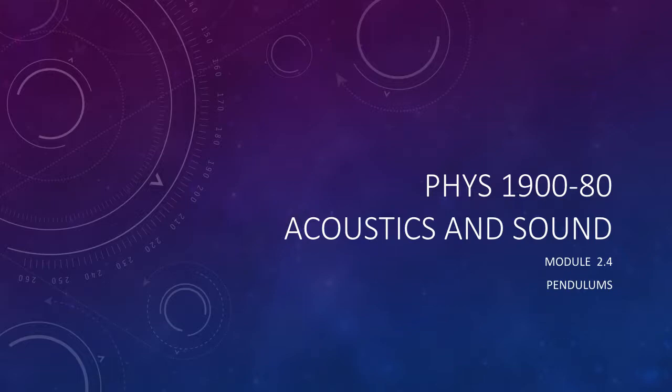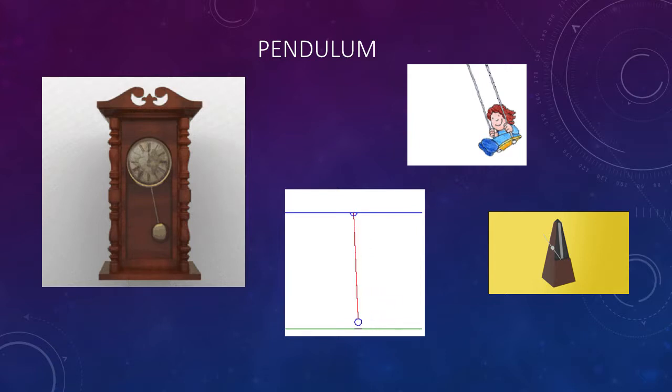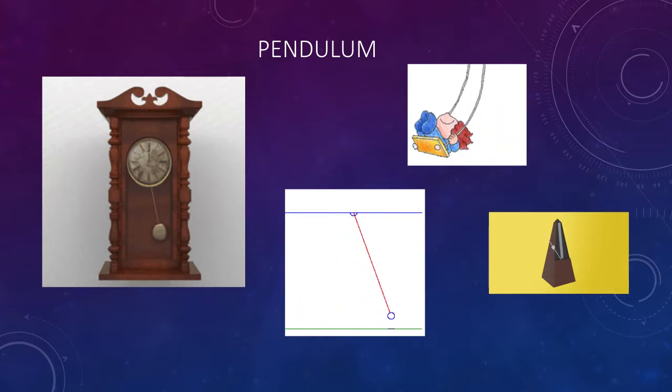Module 2.4, Pendulums. Another simple vibrating system is a pendulum. A pendulum is simply a suspended mass that is free to swing. Examples of pendulums are clock pendulums, a child on a swing, and an old-style metronome.